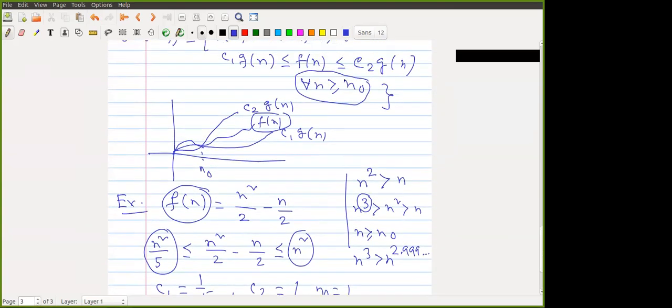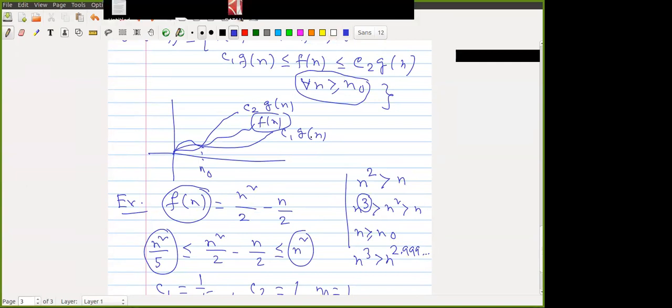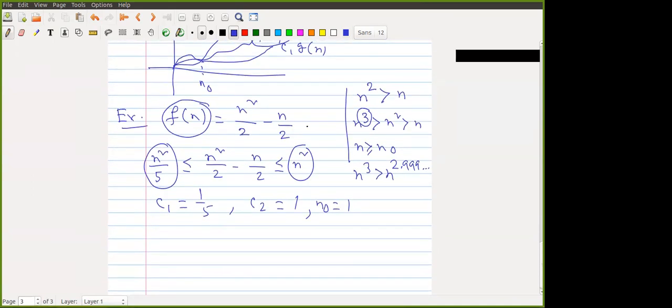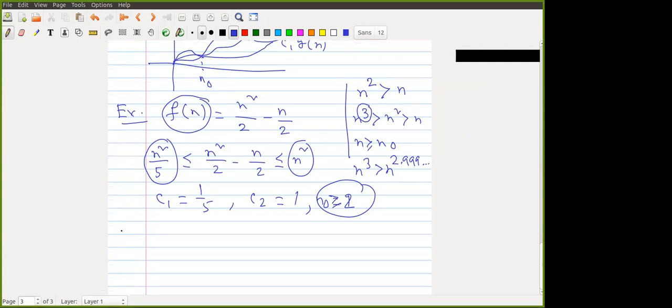Hello, am I audible? Yes, sir. You understand my point, right? It is sandwiching between both parts. For n greater than or equal to 2, yeah. Maybe it's greater than or equal to 2, please check this constant value. I'm not checking, I think maybe it's 2 or something. But you understand my point: after a threshold is reached, this function f(n) is lower bounded by n square by 5, and upper bounded by n square, right? Yes, understood. Okay, cool.